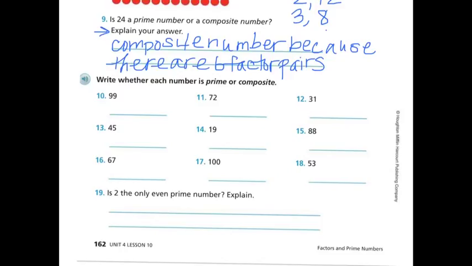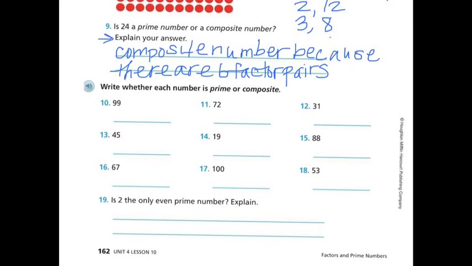99. So we need to just think 1 and 99. I know of another multiplication fact real quick, 9 and 11. So automatically I know that this is composite. I'm going to make my way down the columns here. So 45, I know 1 and 45, but I also know off the top of my head 9 times 5 is 45. So automatically that has more than one factor pair. So this number is going to be composite.